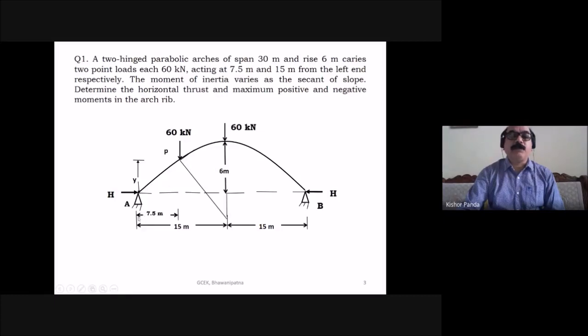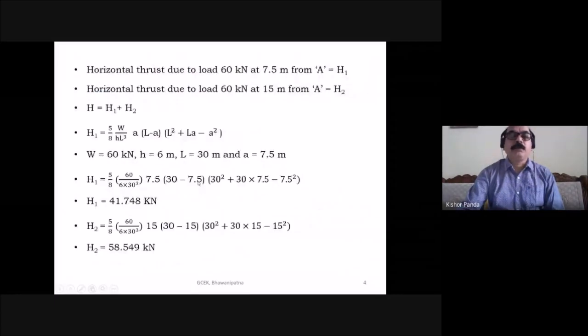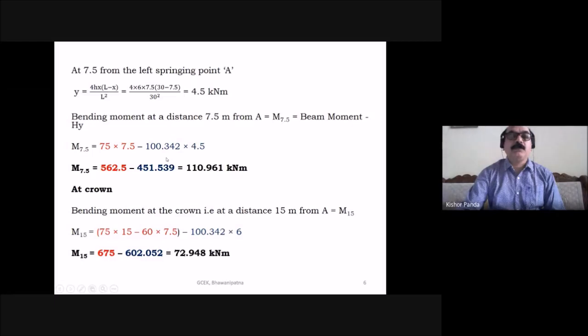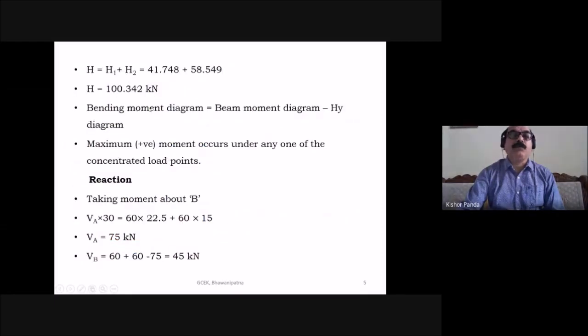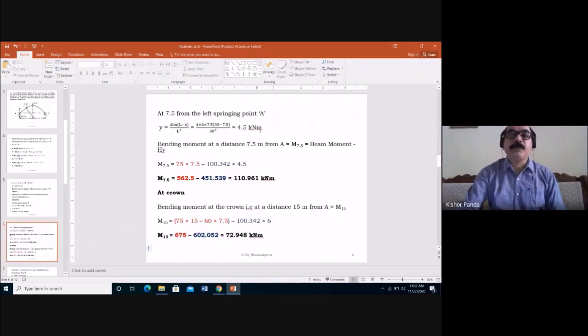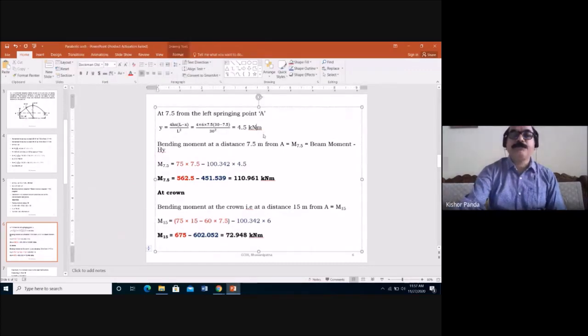So what is the beam moment? Beam moment is your 75 into 7.5, and due to horizontal thrust, the moment is H into 4.5 meter. This is 75 into 7.5 minus the horizontal thrust. Already you got the horizontal thrust, 100.342 kilonewton. So 100.342 into the perpendicular distance, your 4.5 meter. This is your distance, in meter.